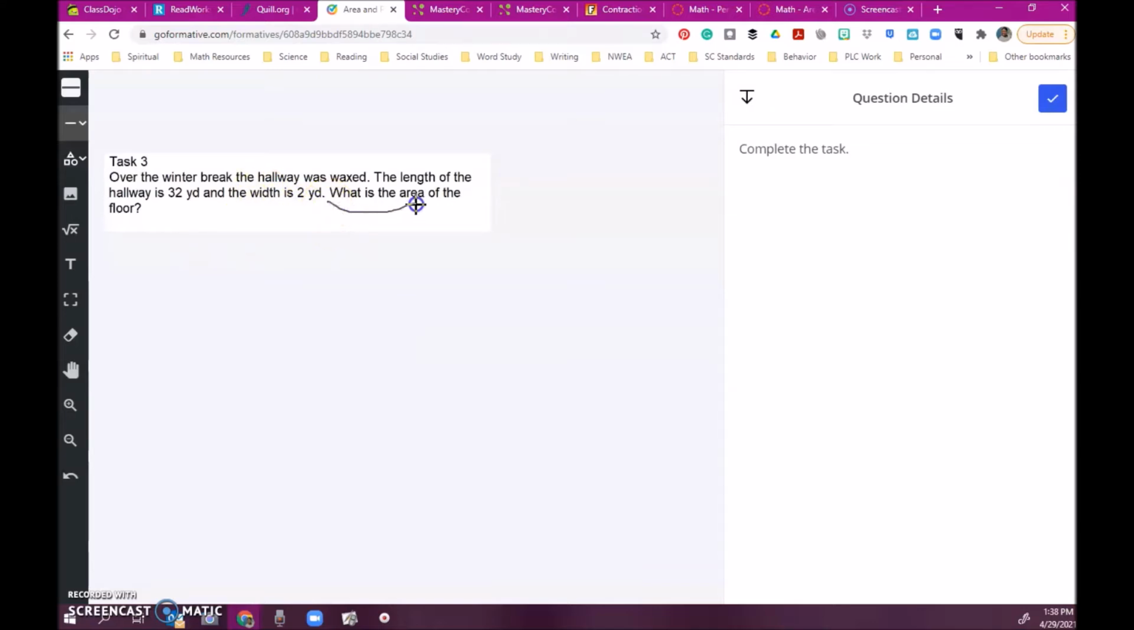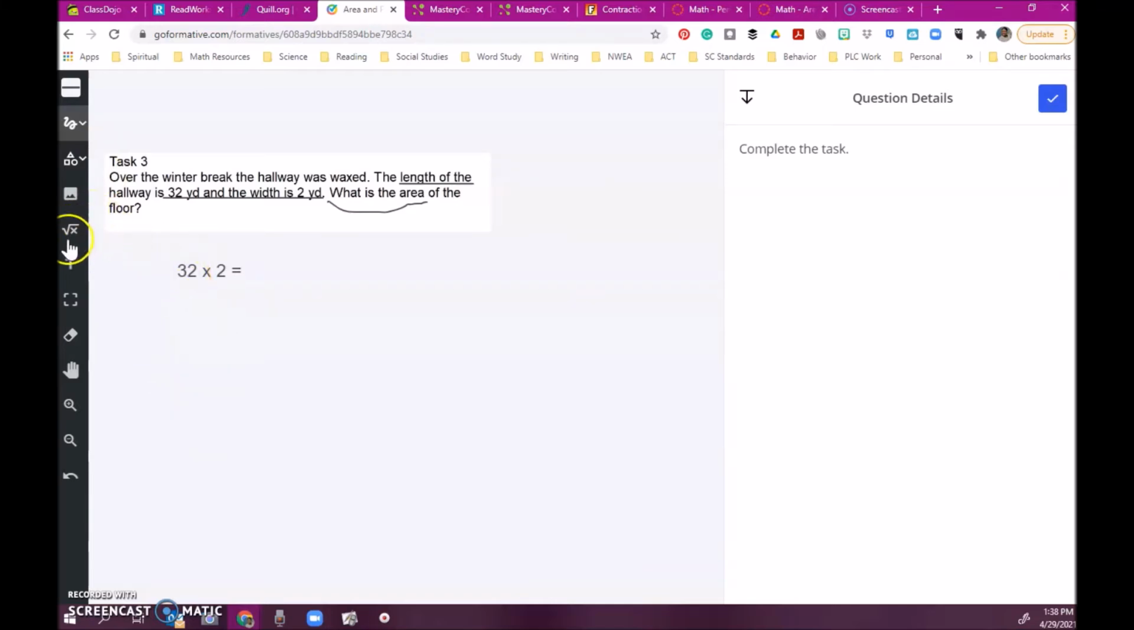So again, we have this question, what is the area? And we know that the 32 yards is the length and 2 yards is the width. And so I simply plug that into my formula, knowing that I have to multiply the length and the width, and I have to do 32 times 2. Now, a lot of kids said, oh, I don't know how to multiply large numbers. But we did learn how to multiply a large number by using the distributive property.